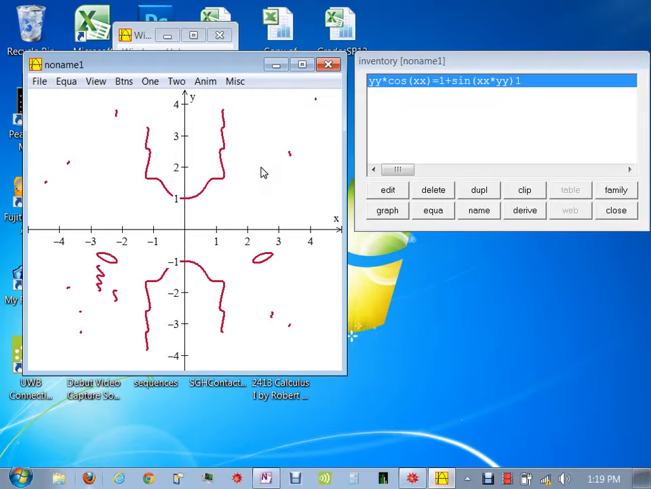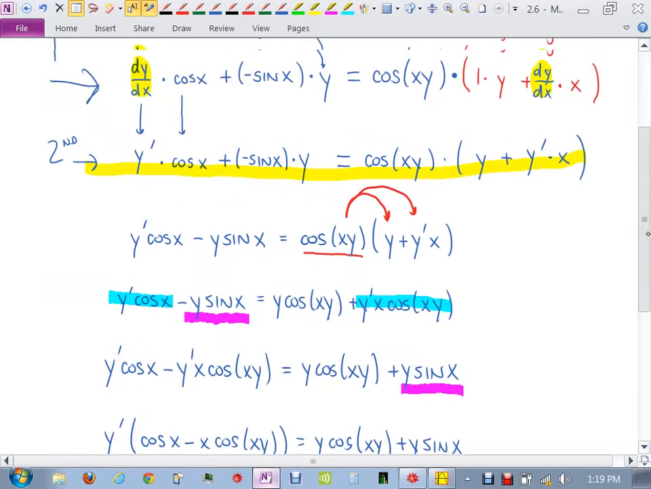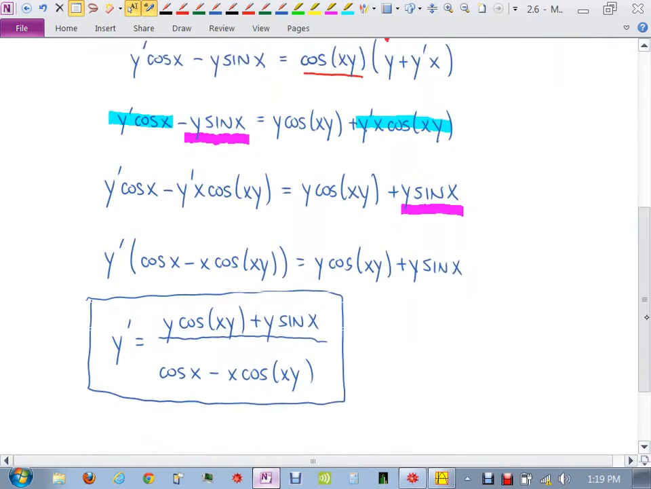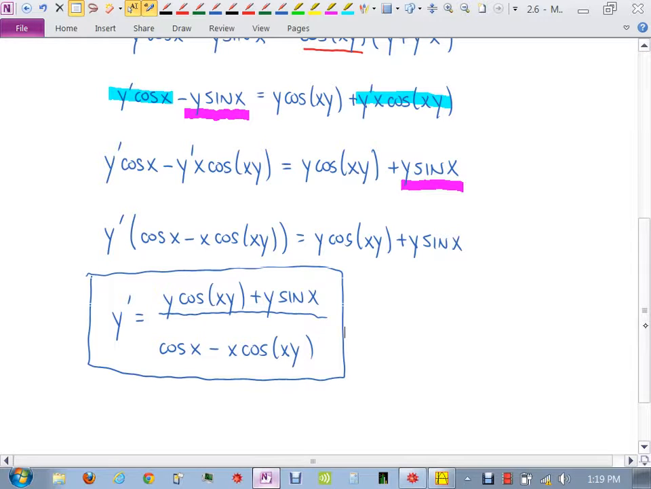Now, did I type that in right? Yeah, it looks like I typed it right. So let's pick a value. Okay, let's go back to our work. And in order for us to figure out a tangent line, what do we have to know? Go back, look at your answer down here. What do you have to know in order to figure out the slope of a tangent line?